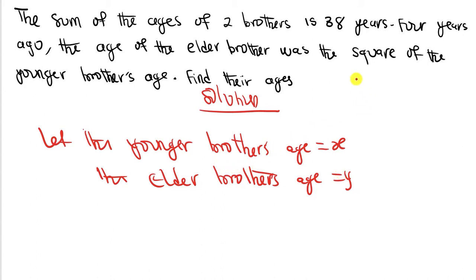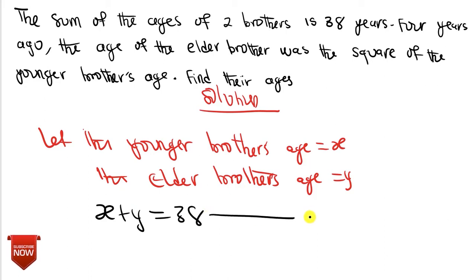Okay. Now there's a statement in the question. It says that the sum of their ages is 38. That is, when you sum the two brothers' ages, it's going to be 38. So it means that x plus y is going to give you 38. This is going to be your first equation. Okay. Now let's move on with the question.